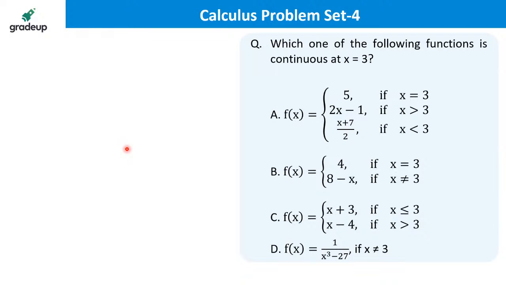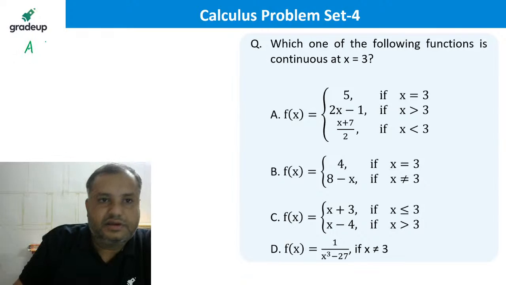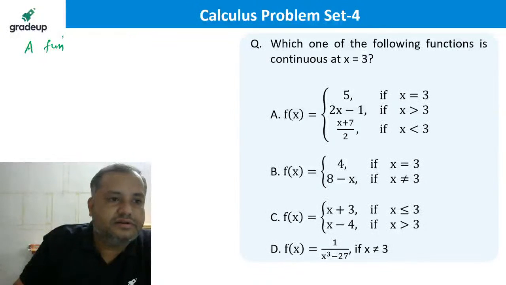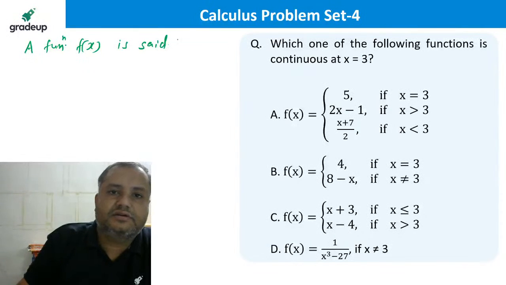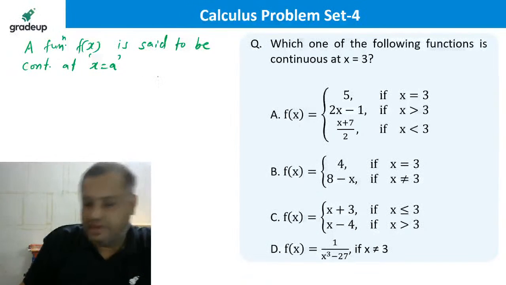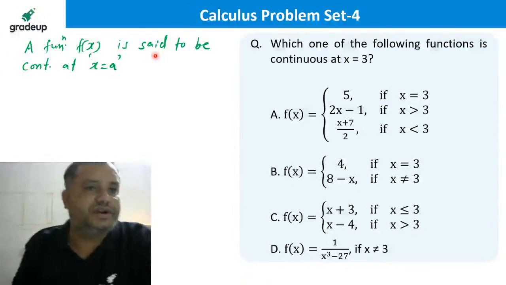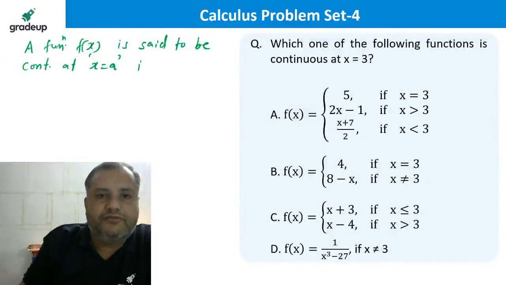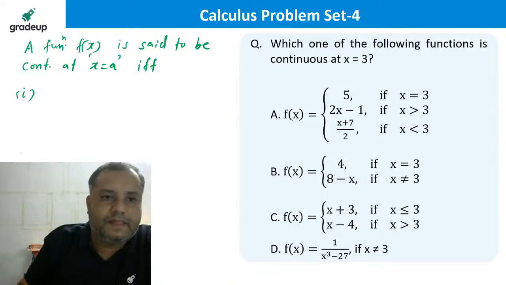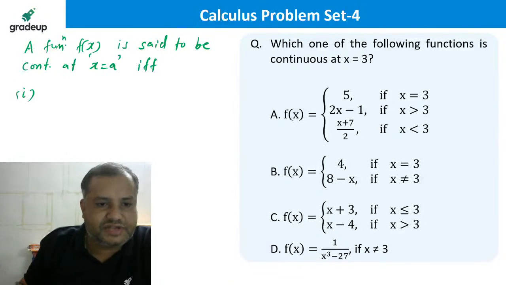Now, which one of the following functions is continuous at x equal to 3? So continuous at x equal to 3 means what? A function f of x is said to be continuous at x equal to a if and only if number 1, number 2 and number 3. There are 3 conditions that have to be satisfied.